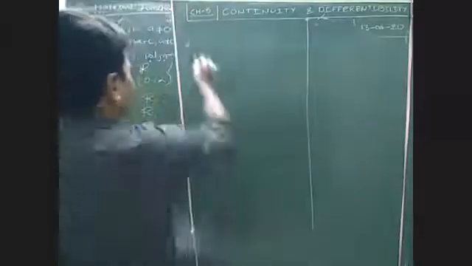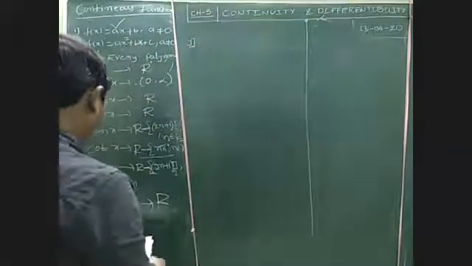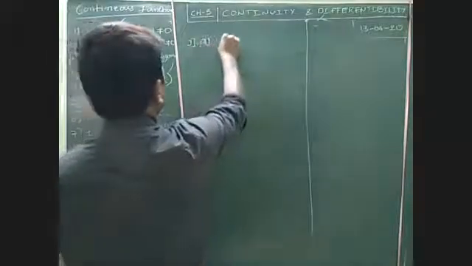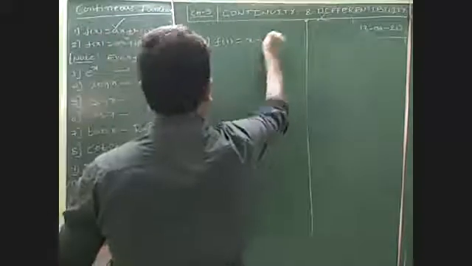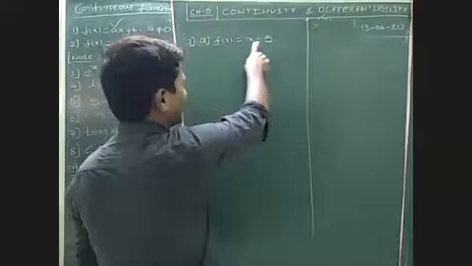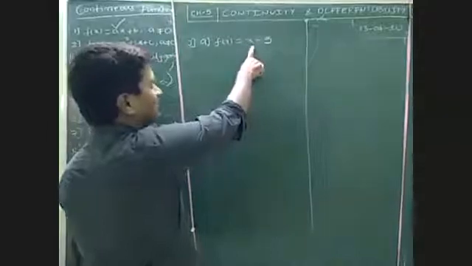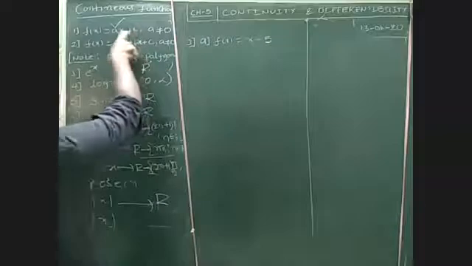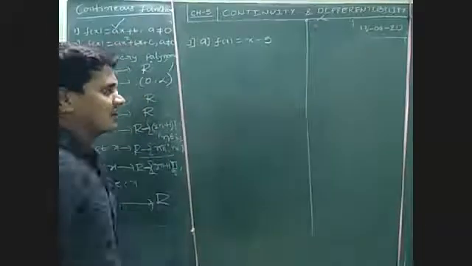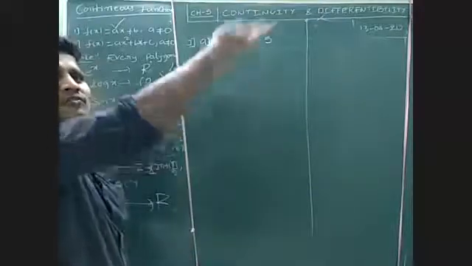Let's see some questions. Third question: examine the following functions for continuity. The first function is f of x equal to x minus 5. Can you say whether this function is continuous or not? Continuous, because it is a polynomial. Every polynomial is continuous. We can write directly that it is a polynomial, so it is continuous everywhere.